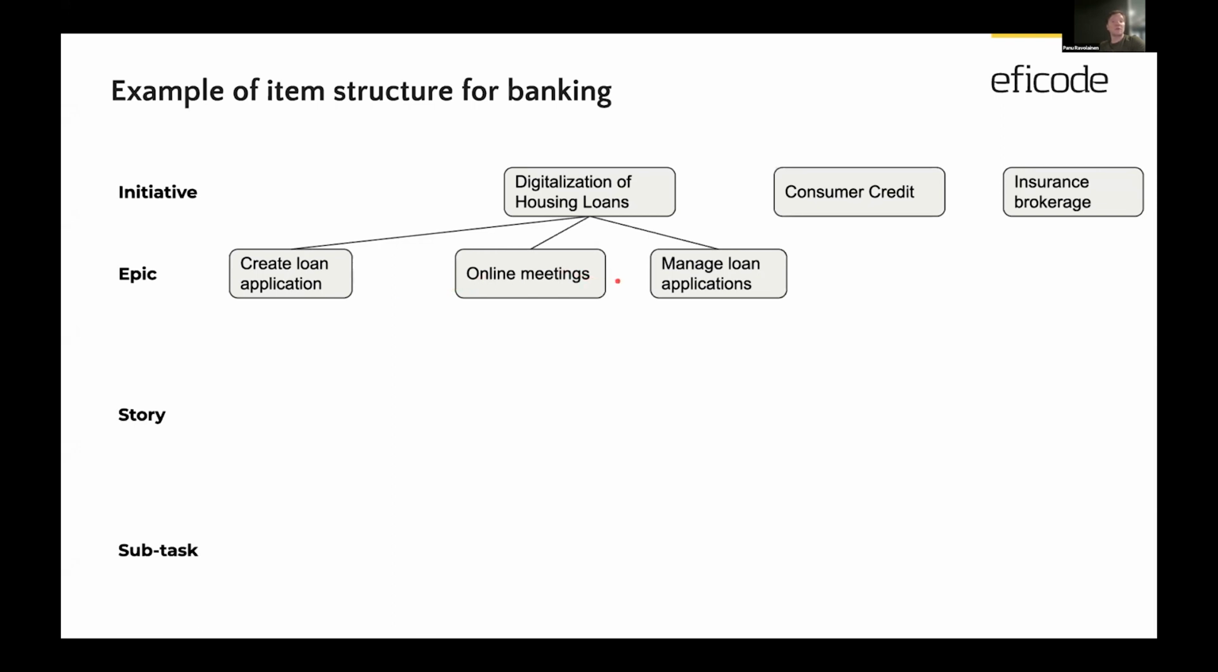Then we have a second epic where we have online meetings, and this is that the bank personnel can actually invite their own applicants to an online meeting, discuss with them, get more information from them as necessary, and then finally a third epic where the bank personnel is again managing the loan applications, deciding what kind of interest rate everybody is going to get. Are we actually going to grant the loan in the first place? How much loan we can grant to this particular person or persons, etc., etc.